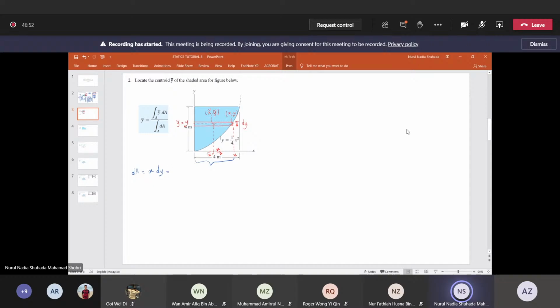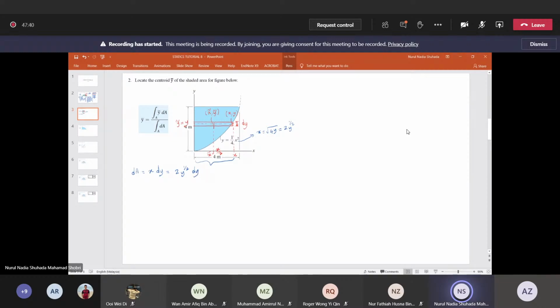Okay, and so we prefer everything in terms of y because this is dy, so it's better for everything to be in terms of y. So this x you have to substitute. The equation given here is actually x equal to square root of 4y, also equal to 2y to the power of 1 over 2. Okay, so substitute that. So that would be 2y to the power 1 over 2 dy.